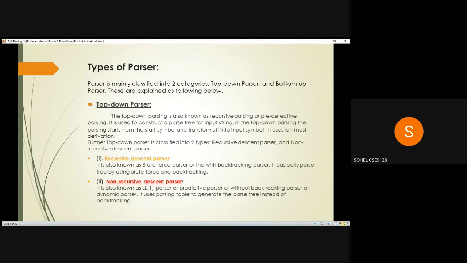The first one is recursive descent parser. It is also known as brute force parser or with backtracking parser. It basically builds the parse tree by using brute force and backtracking. The second one is non-recursive descent parser. It is also known as LL1 parser or predictive parser or without backtracking parser or dynamic parser. It uses a parsing table to generate the parse tree instead of backtracking.